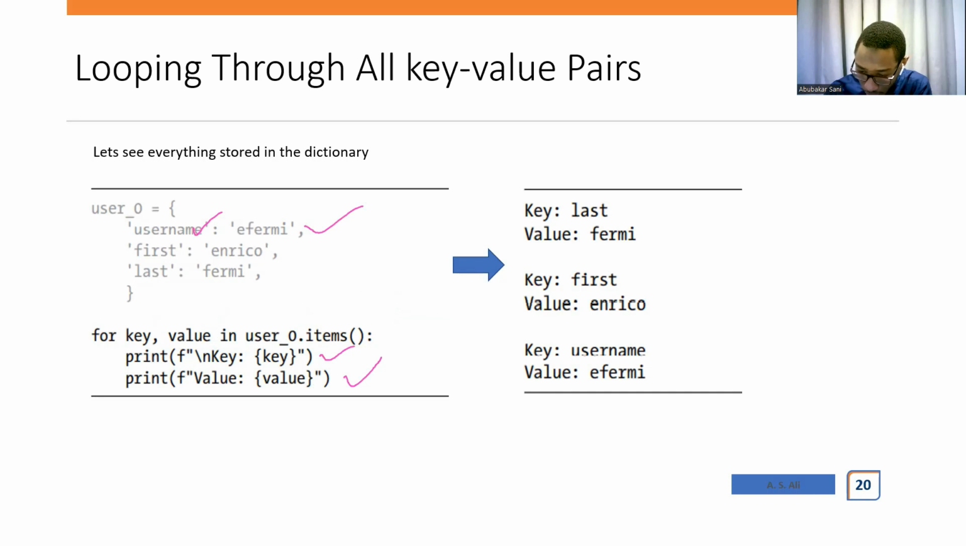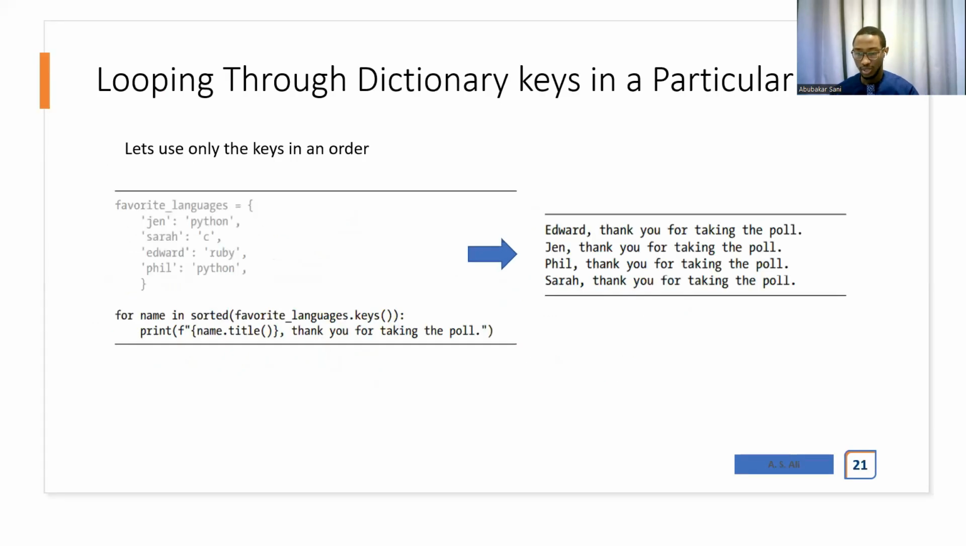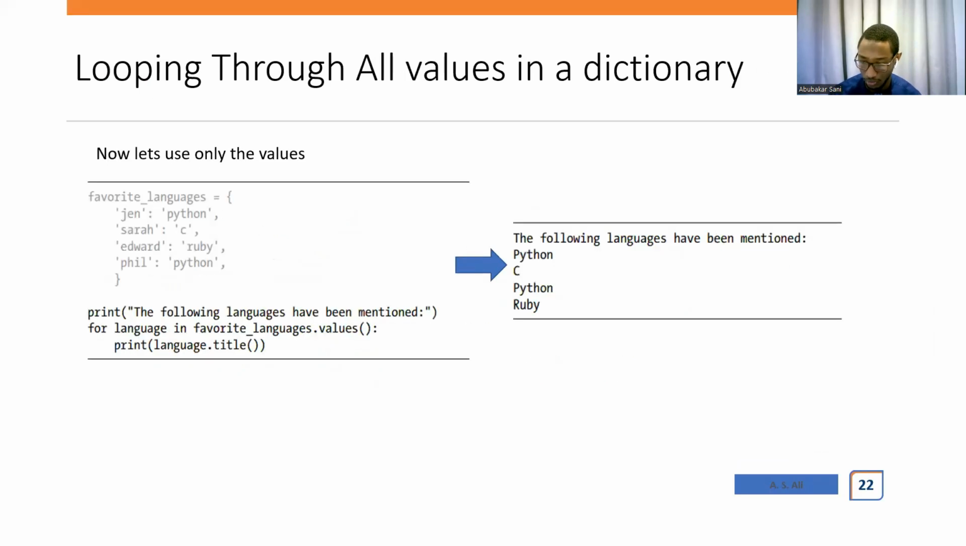You have first name, which is the key, and the value is Enrico. Then you will go to the next one. Last is the key, and Fermi is the value. You see it there like this. Okay, so this is dot items. So we have seen dot keys, we've seen dot items. So the next one is also dot values.